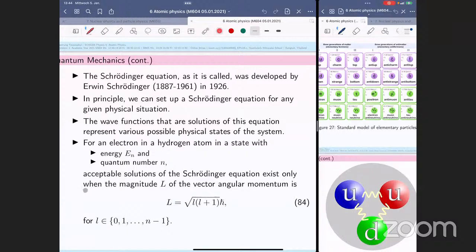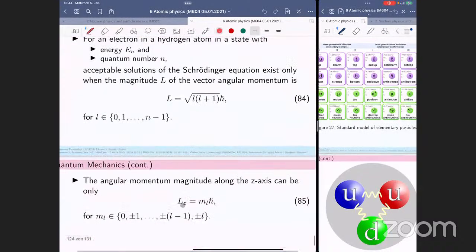only when the magnitude L of the vector angular momentum. This is the vector version of the angular momentum of any particle you want to find, and L is only the magnitude. The magnitude of this one is equal to the square root of L(L+1) times h-bar. You know L, right? L is the orbital quantum number. L could be any value from 0 to n-1, and that's the range for L.